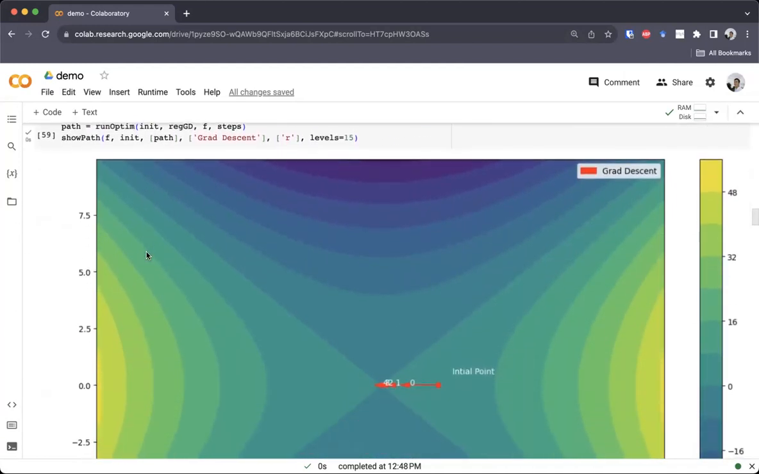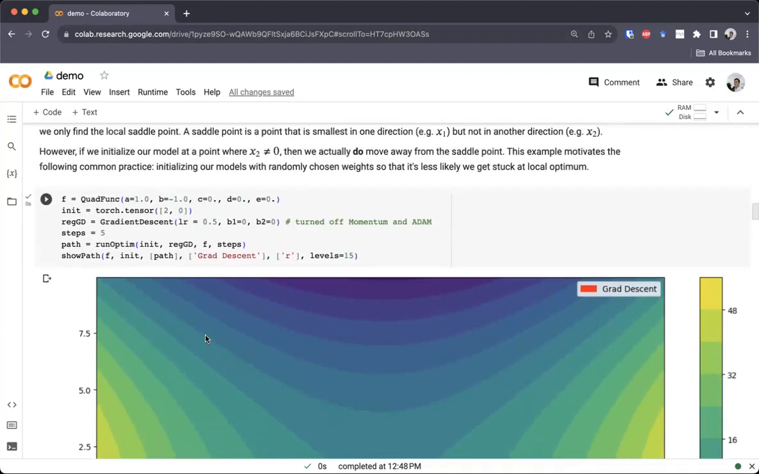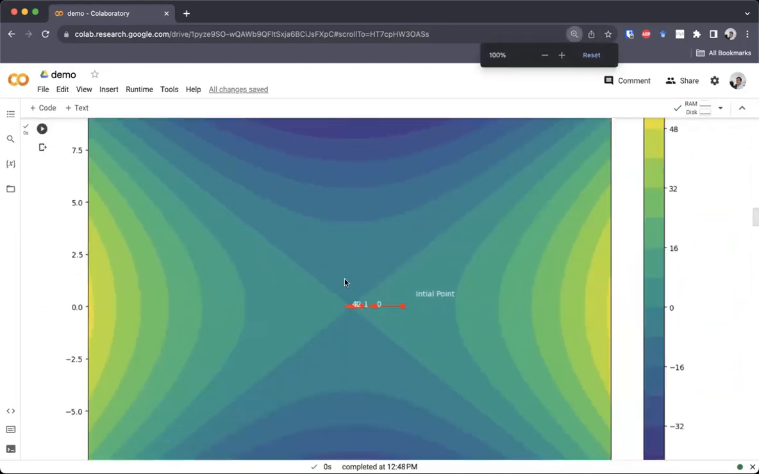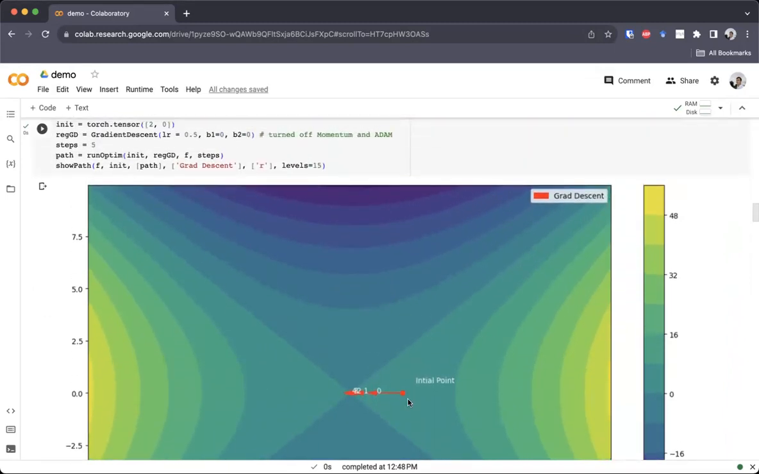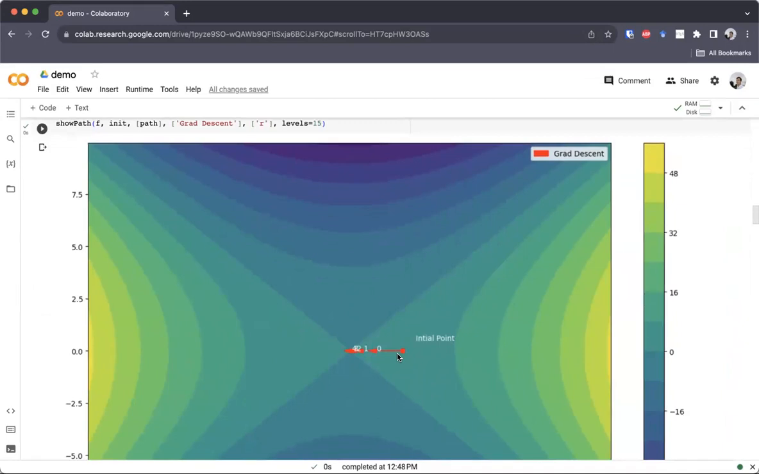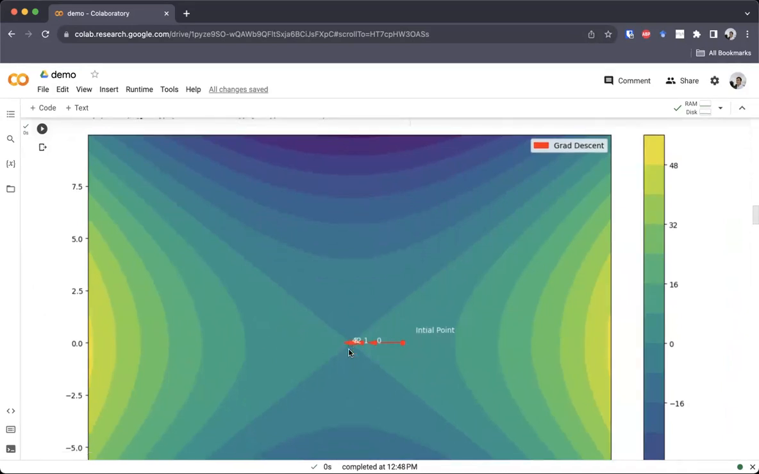Let's try initializing our function at some particular point. In this case, we can try x1 equals 2 and x2 equals 0. If we start at this point, then the derivative with respect to the second dimension is just 0 because it's 0 there. So we don't move at all in the x2 dimension. We only move in the x1 dimension. And in the x1 dimension, we optimize it, which is going to this point, which is called a saddle point. It's a saddle point because in one dimension, it's a local minima, and in another dimension, it's a local maxima.